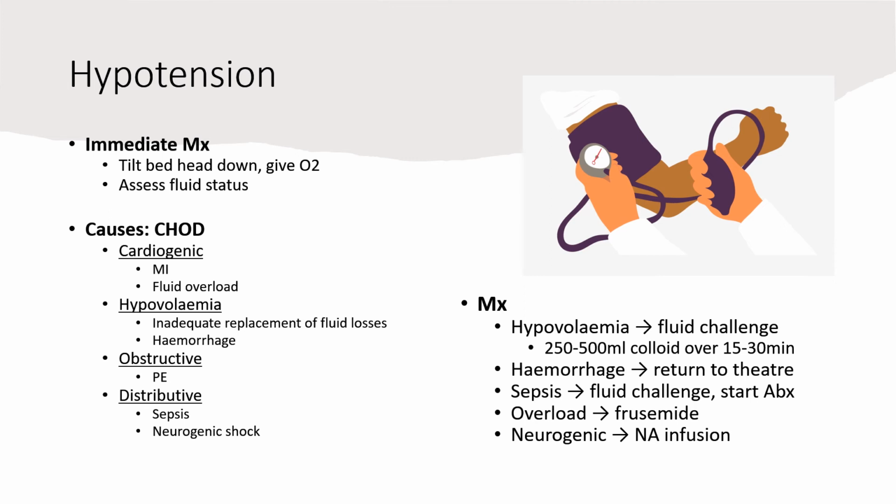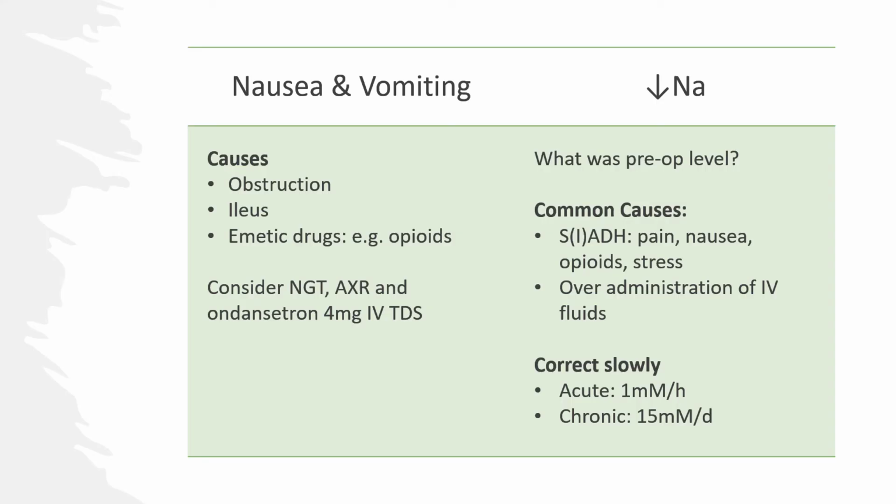If they're losing blood, give them blood. If they have an infection that's causing a distributive shock, treat the infection. If they're overloaded, take some of that fluid off. And if it's neurogenic, refer to neurology. I've never really seen any neurogenic shocks so far.